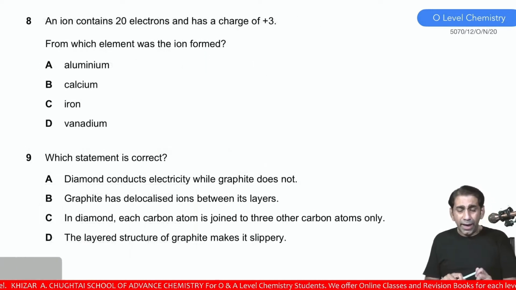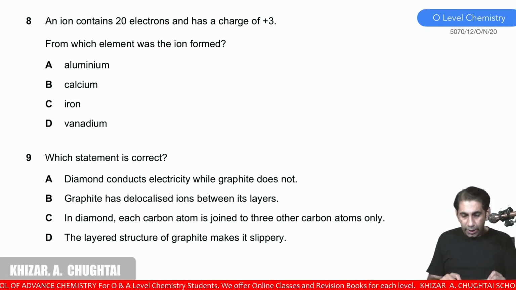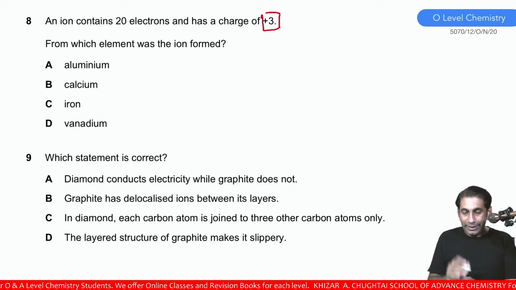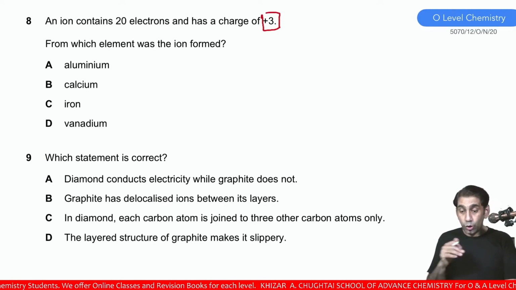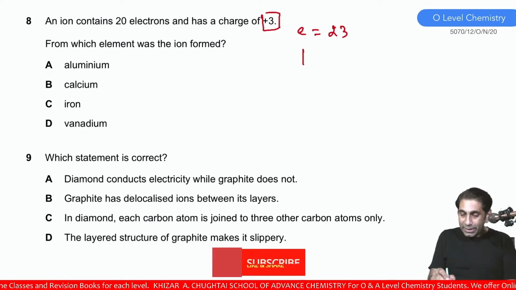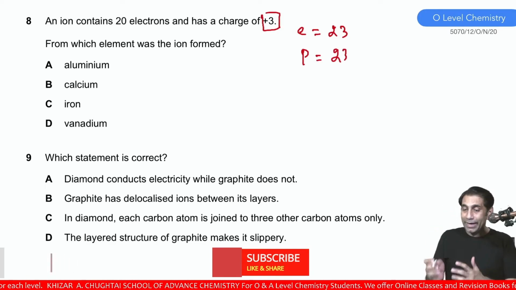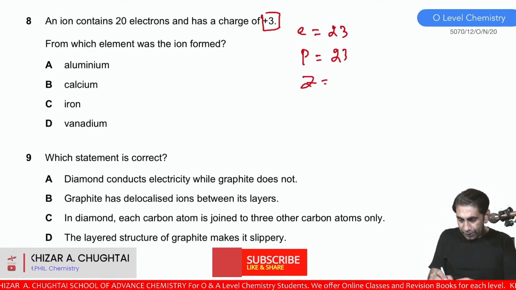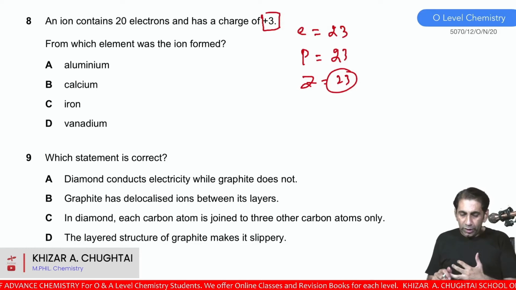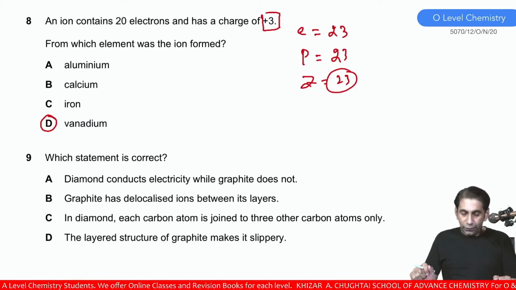Question number 8. An ion contains 20 electrons and has charge +3. For which element was the ion formed? Basically, you can see that after loss of 3 electrons, it still has 20 electrons. So the original number of electrons is 23. It means the original number of protons is also 23, so its atomic number is 23. Open the data booklet or the periodic table. You can see that atomic number 23 goes to vanadium.